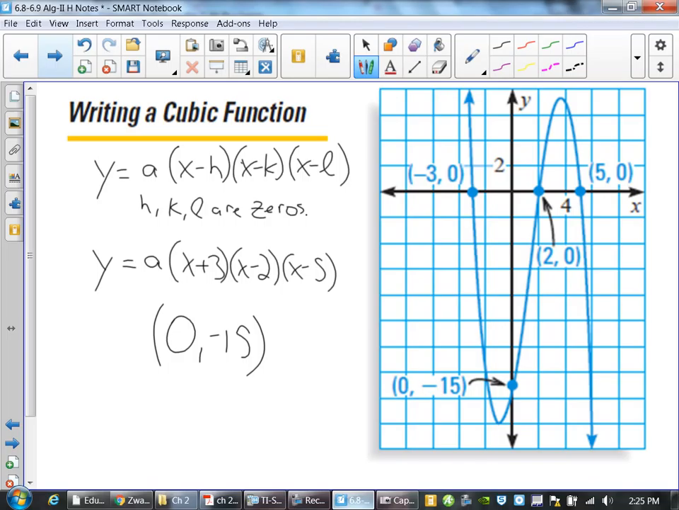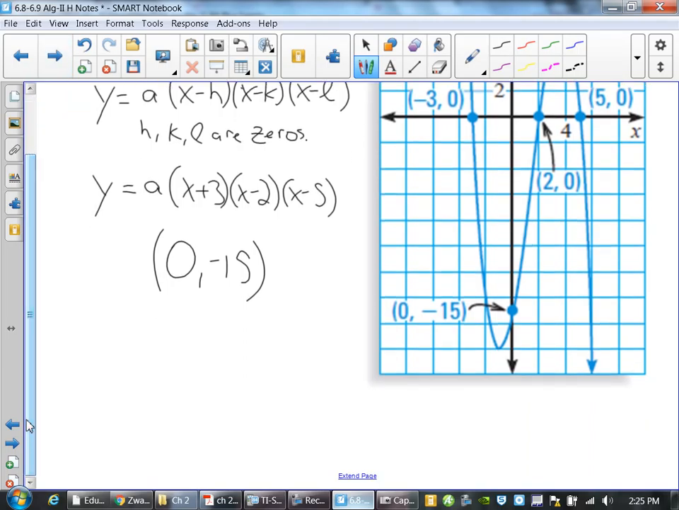Math. Okay. Substitute in. You just substitute in that ordered pair and solve for A. Like I said, guys, this winds up being a lot of direct substitutions. What I'm going to do is take the negative 15, set it for y. I'm going to solve this equation for A using 0 as x.